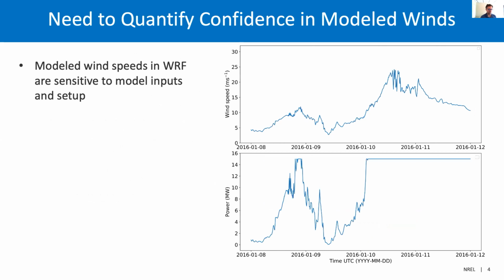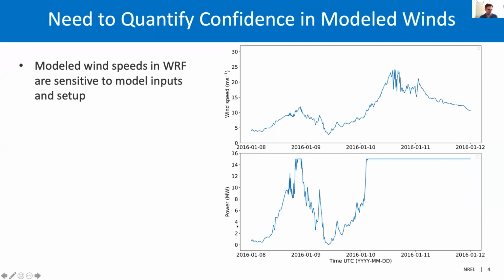Probably the most exciting for me, at least, is the need to quantify our confidence in modeled wind speeds. These are based on modeled results. They're not perfect. They're going to deviate from observations. And about a decade of research has pretty well demonstrated that modeled wind speeds in WRF can be quite sensitive to the inputs and setup within the model. For illustration, I'm plotting a sample 4-day period of 100-meter wind speeds off the coast of California.